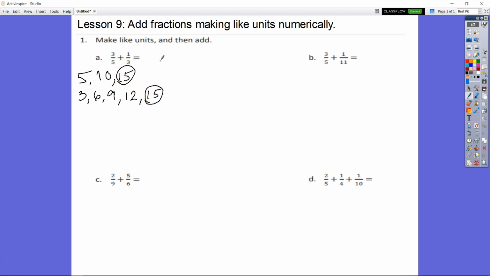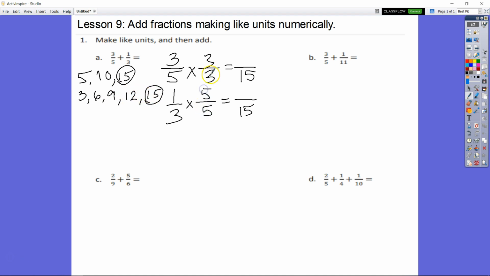We know that eventually we're going to have to get to something that we will multiply and get 15. So we say, what times 5 gives us 15? So let's skip count. 5 times 1, 5 times 2, 5 times 3. So we know we're going to multiply by 3/3 here, and we're going to say, what times 3 gives us 15? 3 times 1, 3 times 2, 3 times 3, 3 times 4, 3 times 5. So we know it's 5.